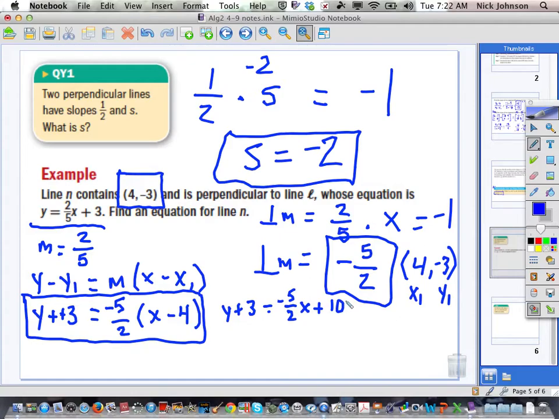Check it out on your calculator. I'm sure you'll agree. Or you could say 5 times 4 is 20 divided by 2 is 10, right? Got to solve for y, so I got to subtract 3. I hope I don't have to show you that, but I will. When I subtract 3, those are gone. Equals a negative 5 halves x plus 7.